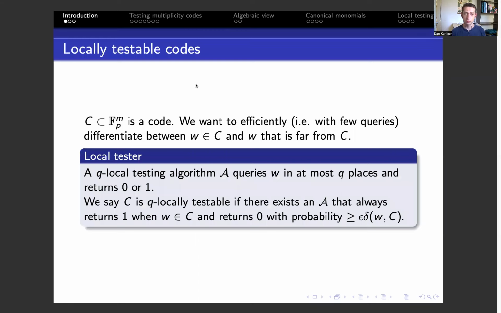So quick recap about local testing. We have a code, we have a word, and we want to test whether the word is in the code or far away from being in the code. We want to do this while querying the code in very few places. So we query it in, say, q places and return either 0 or 1. If the word is in the code, we always want to return 1. If it's not in the code, we want to return 0 with reasonable probability, say something proportional to the distance between the word and the code.